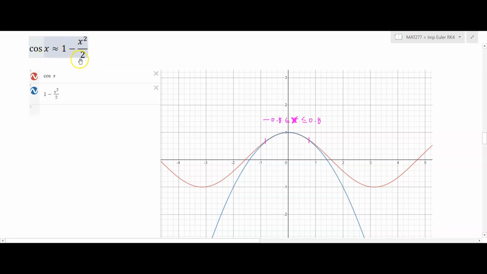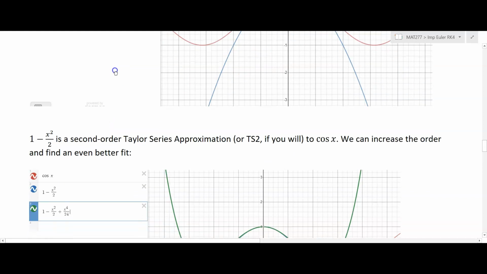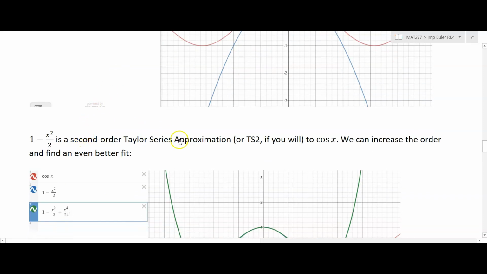The reason we like polynomials is they're easier to differentiate. Quadratics have nice formulas like the quadratic formula. Polynomials are just in general much easier to work with. So 1 minus x squared over 2 is a second order Taylor series expansion, or TS2 if you will, of cosine of x. We can increase the order and find an even better fit.